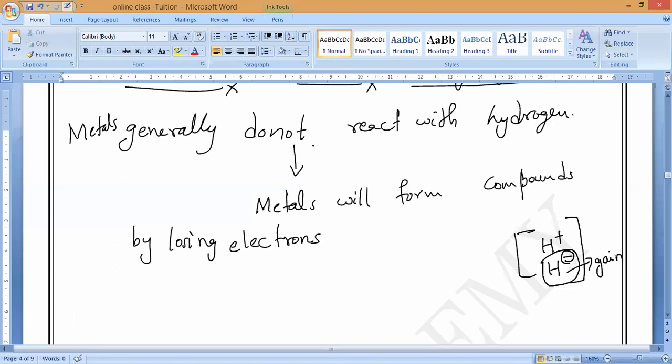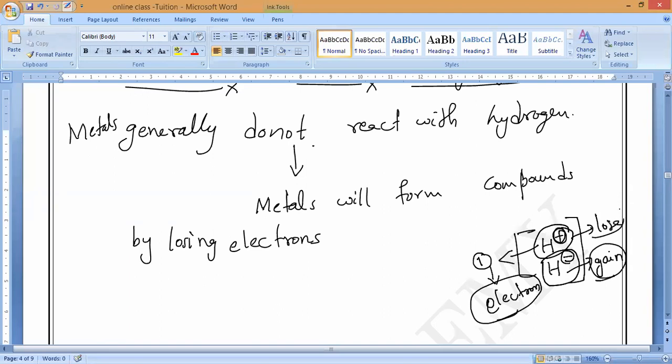one electron. But in most cases, how many electrons are in hydrogen, guys? Only one electron. So that electron also it will lose and it will turn into positive charge. Do you understand, guys? Yes or no? So even though it has one electron, instead of gaining one more electron, it will lose it and turn into positive charge. That is why metals basically do not react with the hydrogen gas.